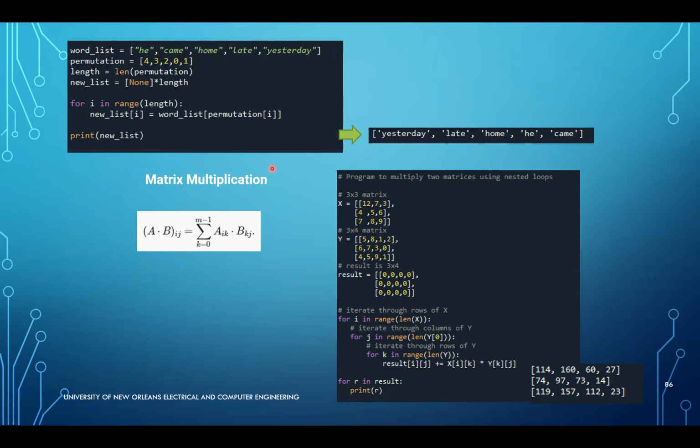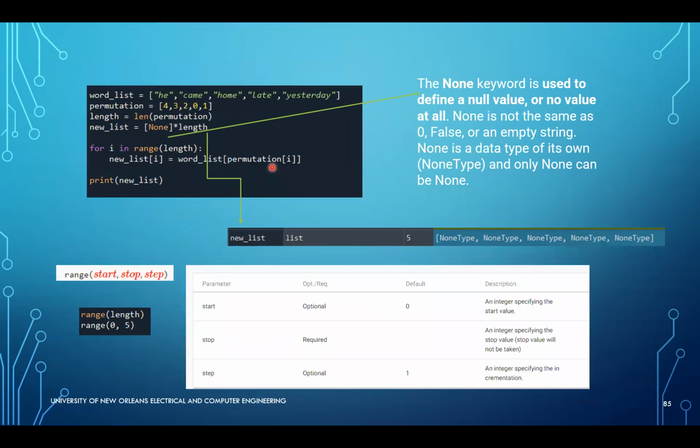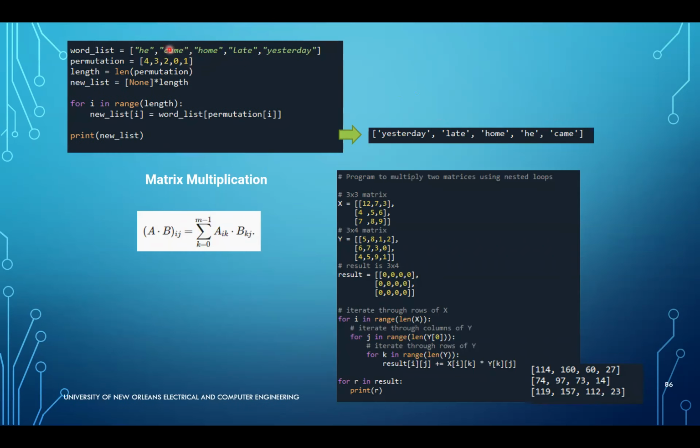And let's see, hold on. Yeah. Okay, we have a word list, okay? And we have a permutation variable. We computed the length of the permutation and we create the new list based on the length of this variable here. And so what it does is it's going to go from I in range, right? And it's going to compute the length. So it's going to start at 0, right?